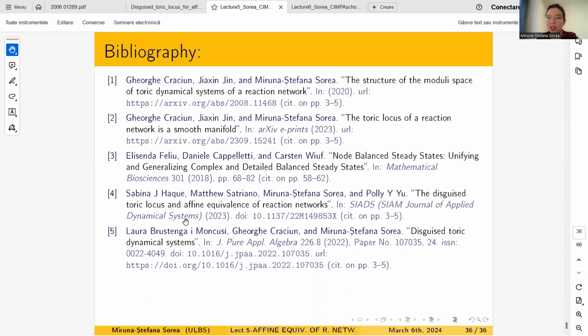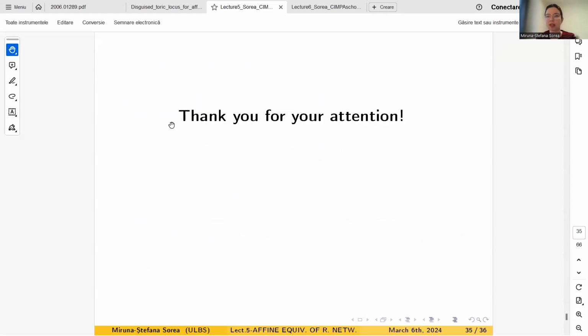So we can already check during the break some of the exercises for the tutorial, because those will be from this paper. Moreover, what I talked about today is based on this paper by Hake, Satriano, and myself, The disguised toric locus and the affine equivalence of reaction networks, published in 2023. We were based on this paper by Feliu, Capelletti, and Viuf. I didn't speak about the first two preprints. So with that, I will stop. Thank you very much.